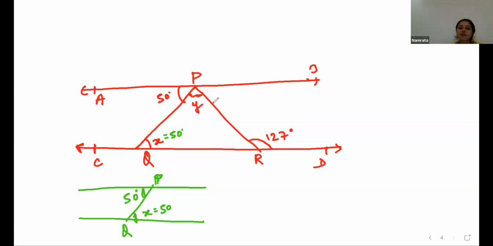Now, if we focus on the other transversal, that is PR, can we say this is a transversal? Okay, let me draw it separately. Otherwise, again you will get confused and you will take only Y as 127, which is not true. So if we take this PR and ABCD that I have drawn, here we have 127.